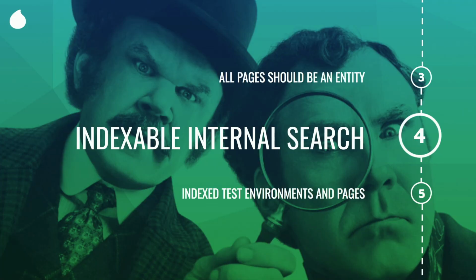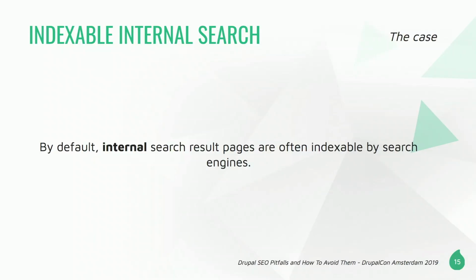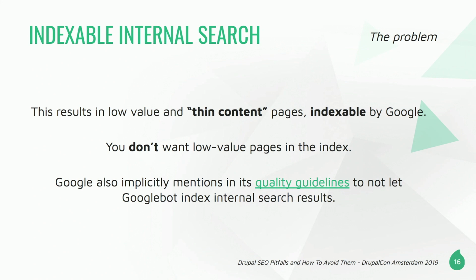Next up, we're going to talk about indexable internal search pages. So we're talking about basic search result pages, not like a commerce site which has a lot of facets and things. By default, these can often be indexed by Google as well. In theory, this leads to an unlimited amount of pages on your website which can be indexed by Google, because the query parameter can be added to the URL, and then you have a unique URL which is indexable by Google. That is something you don't want, again, because this is low value, thin content, and you want to remove that from your website.